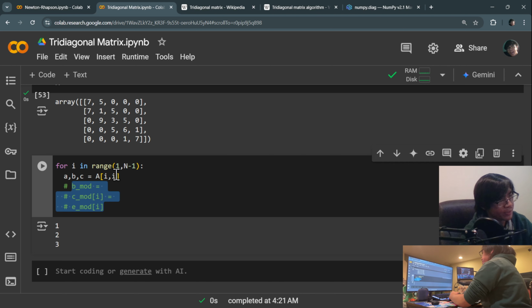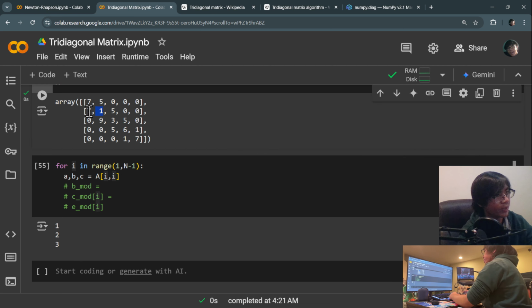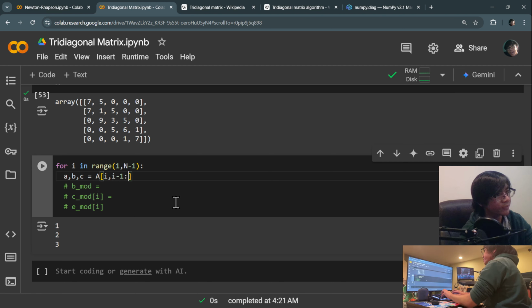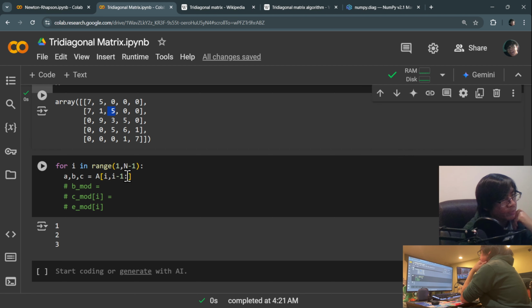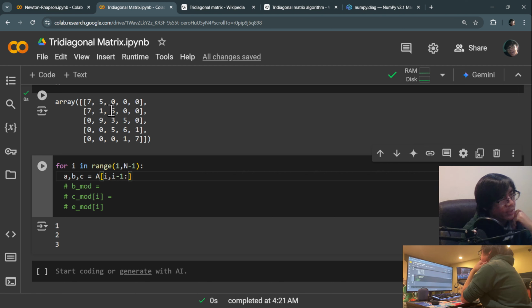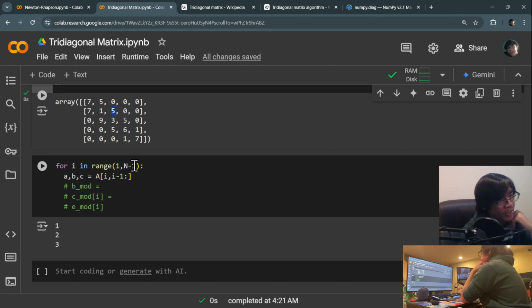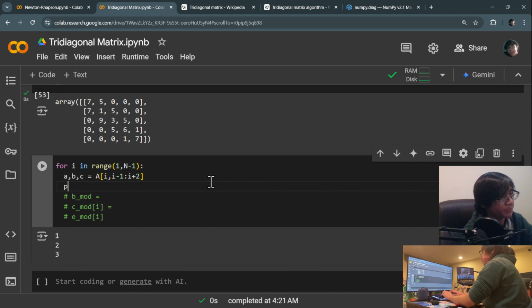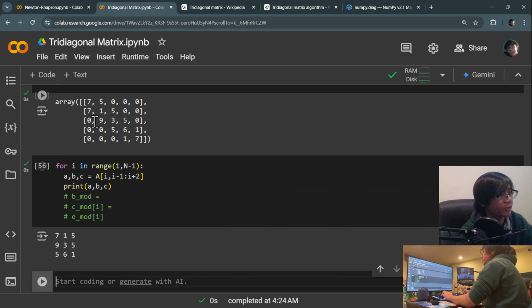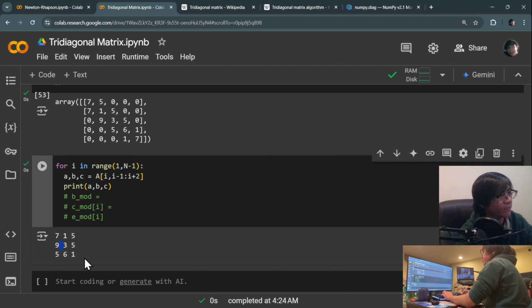Trying to index this. Actually, let's think about where it starts. So this is i. We want i minus 1. So i minus 1, that's our first range, our starting point. And then our ending point is, so this is i, this has to be i plus 1. But if we do i plus 1, it won't take i plus 1, remember, because this is stopping at 4, and then we stop at 3 here. So we should do i plus 2. And then let's print this out. Perfect. 715 935 561. That is beautiful. Okay, that's working.